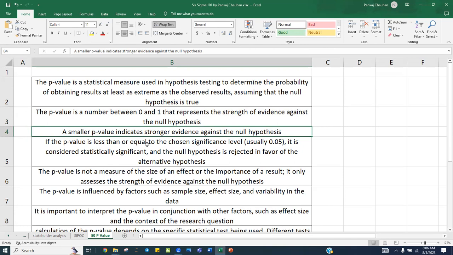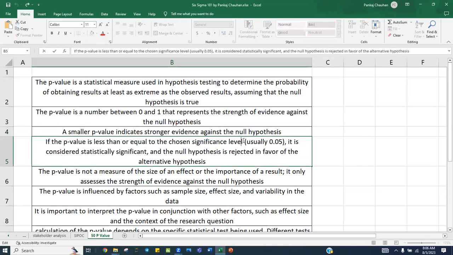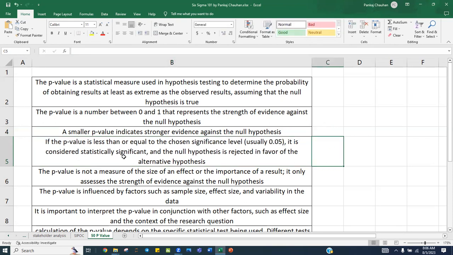If the p-value is less than or equal to the chosen significance level, typically we use a significance level of 95%. 100% minus 95% is 5%, and 5% can be represented on a scale of 0 to 1 as 0.05. That becomes your threshold. So it is considered significant, and the null hypothesis is rejected in favor of the alternate hypothesis.